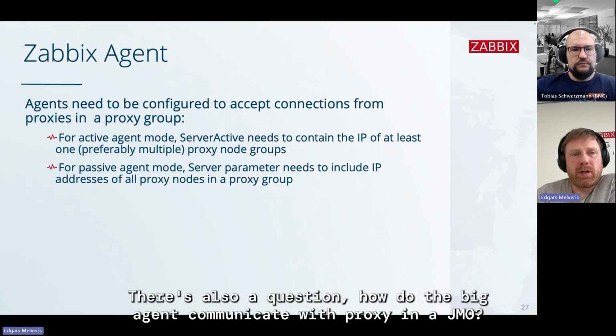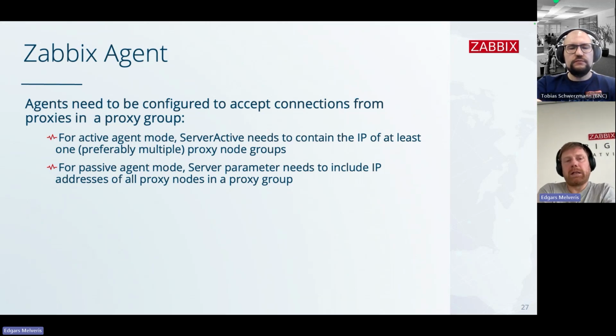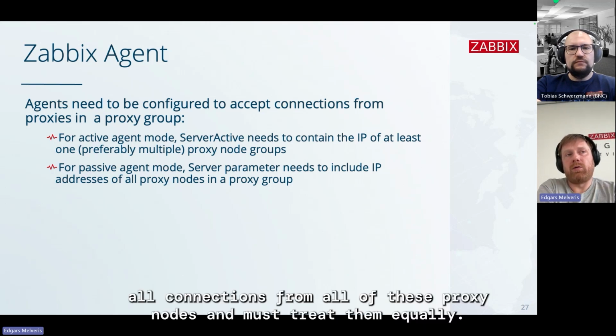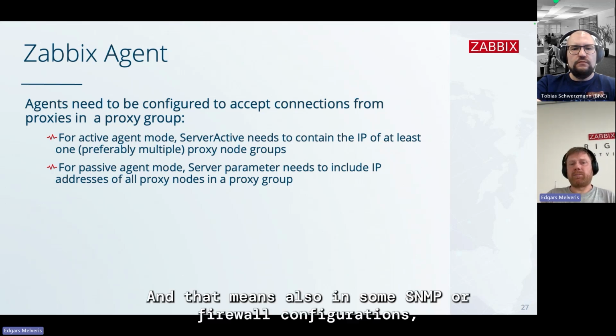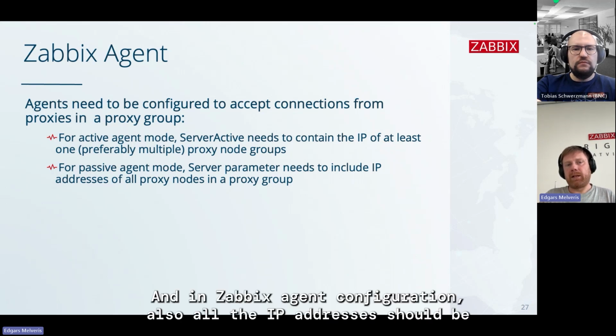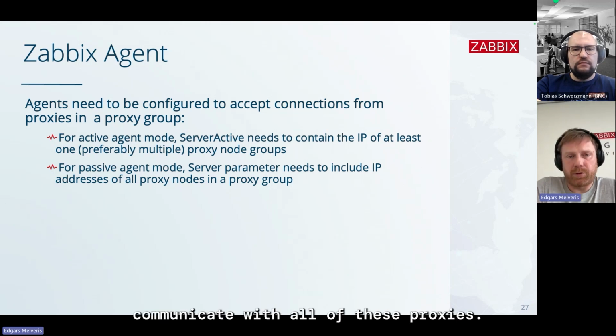Okay, there's also a question: how does the Zabbix agent communicate with a proxy in HA mode? Because you have no control over which exact proxy will monitor this host. And not only the agent, your whole environment must allow all connections from all of these proxy nodes and must treat them equally. That means also in some SNMP or firewall configurations, you should have all the IP addresses, and in the Zabbix agent configuration, all the IP addresses should be configured so that they can communicate with all of these proxies.